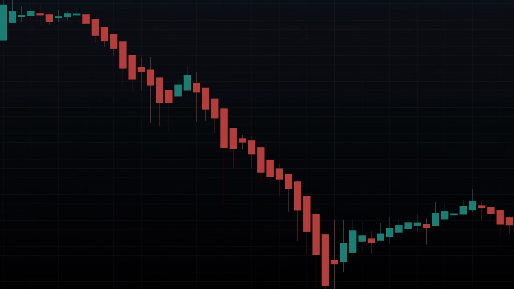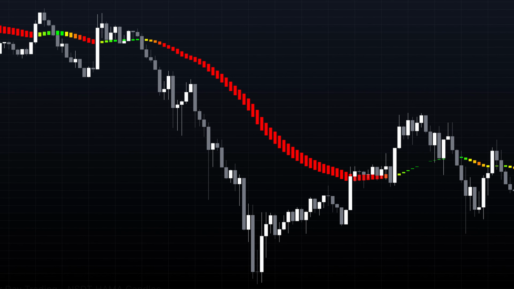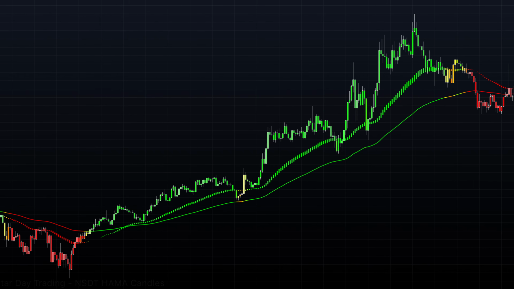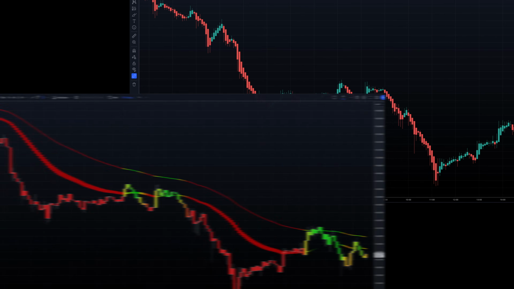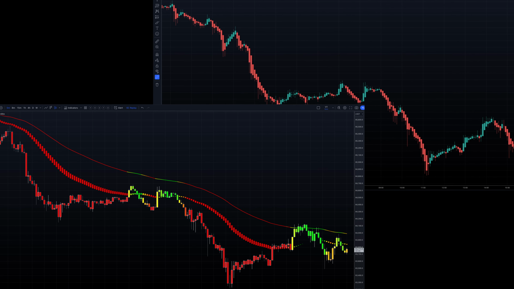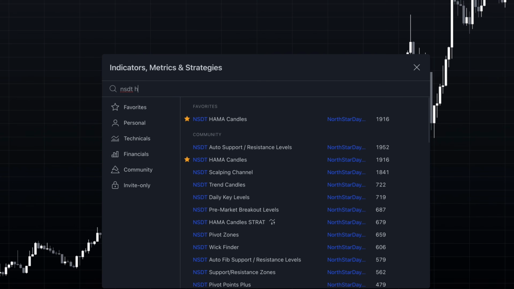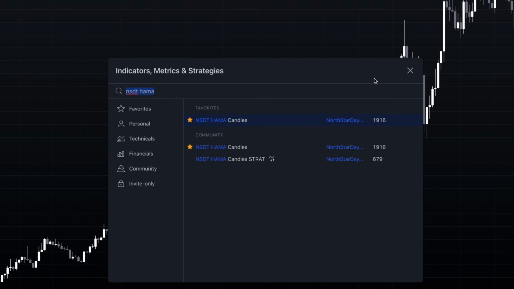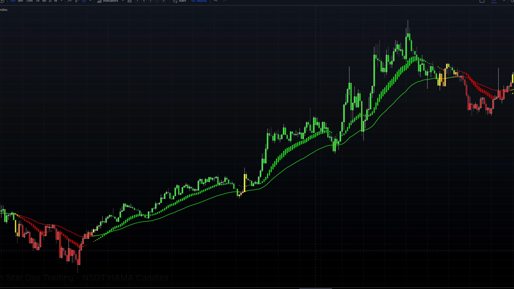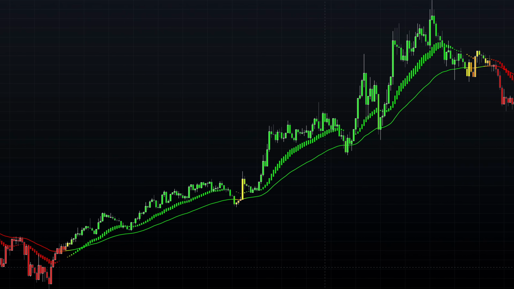HAMA builds upon the Heikin Ashi concept by incorporating moving averages, which can provide additional confirmation of trend strength and direction. The result is an indicator that may offer clearer signals and smoother trend identification compared to standard Heikin Ashi candles. Our indicator, called NSDT HAMA Candles by North Star Day Trading, blends the Heikin Ashi concept with moving averages. Despite this combination, you can still view your preferred chart type, whether it's traditional candlesticks or any other style.